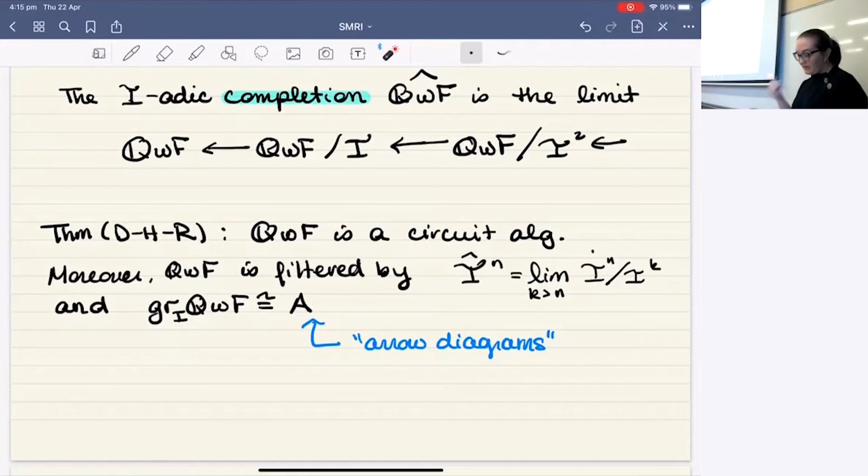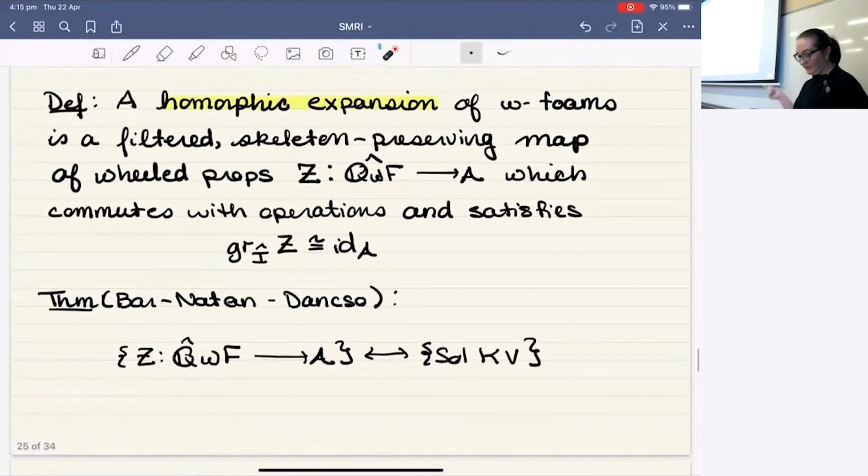All right, so completion is well defined. Now I can tell you how to do expansions. A homomorphic expansion for foams: you take this completion, so you've made your topological objects into a finitely presented thing. You've now made that thing algebraic. I made a bunch of Q vector spaces and I completed those Q vector spaces. And now I have this algebraic thing that's glued together via these wiring diagrams.